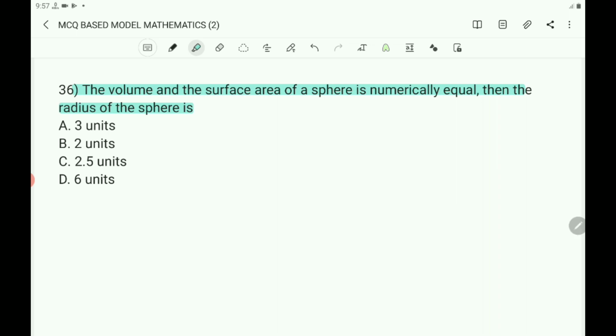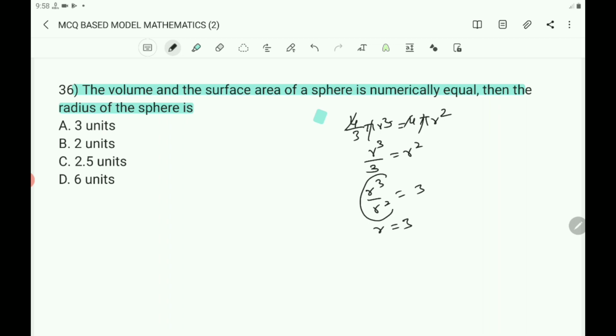So you can take here volume of the sphere is what? 4 by 3 pi r cube. And surface area of the sphere is 4 pi r square. Then you can cancel 4 pi here. Then you will get r cube by 3 equals r square. Then that is r cube by r square equals 3. Here r cube by r square is nothing but r. So you got r equals 3 units.